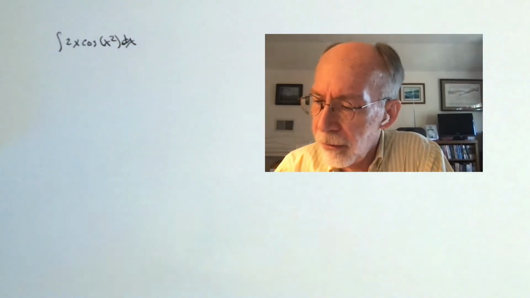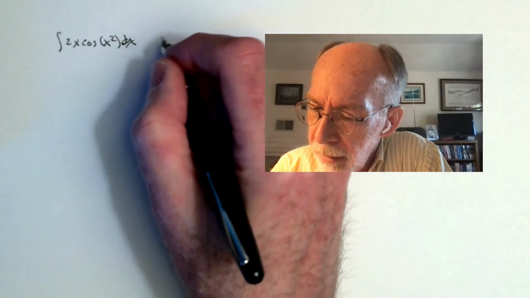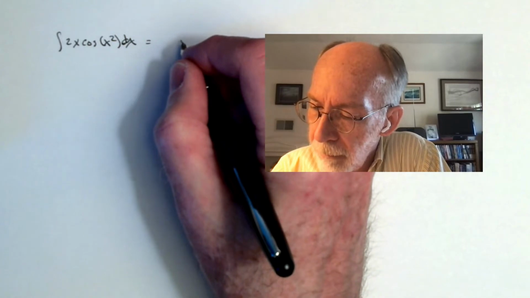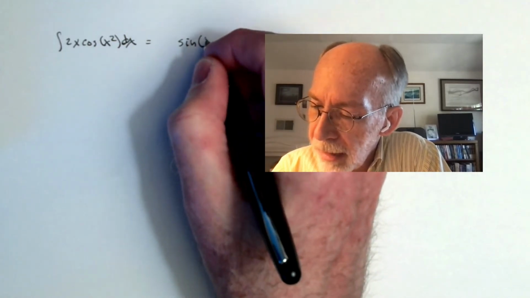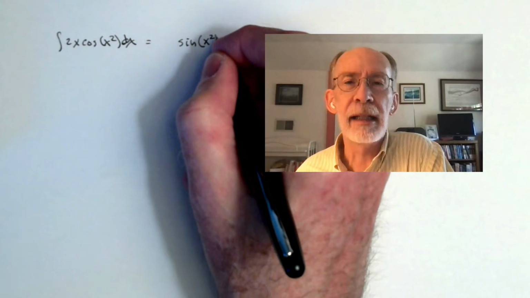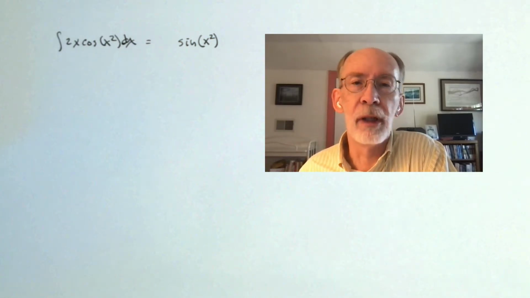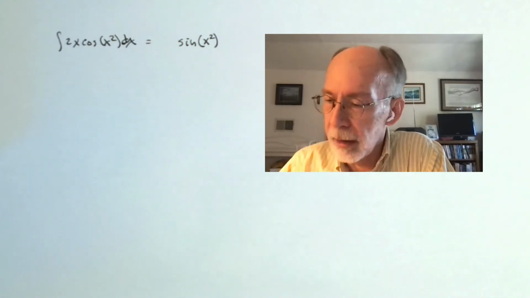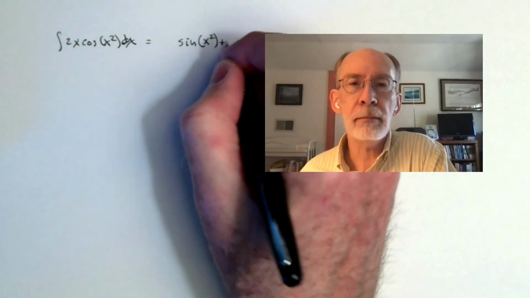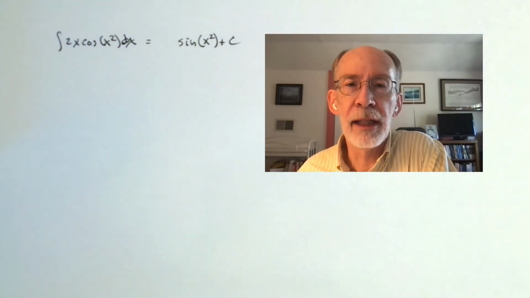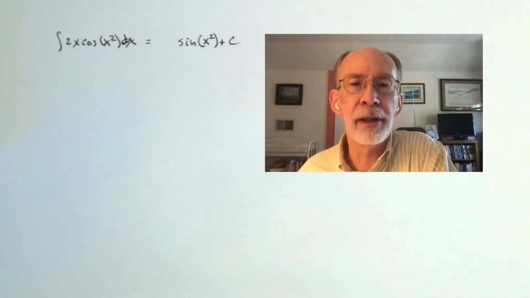So we might say to ourselves, all right, what if this has in some way to do with the sine of x squared? What would that get us? Well, if we differentiate that, we get the cosine of x squared, so far so good, times 2x from the chain rule. Hey, that's our integrand. So the indefinite integral of 2x cosine of x squared dx is the sine of x squared plus a constant.